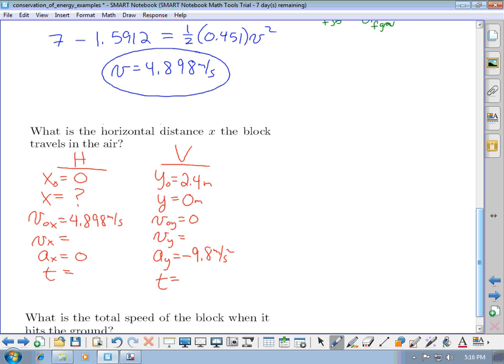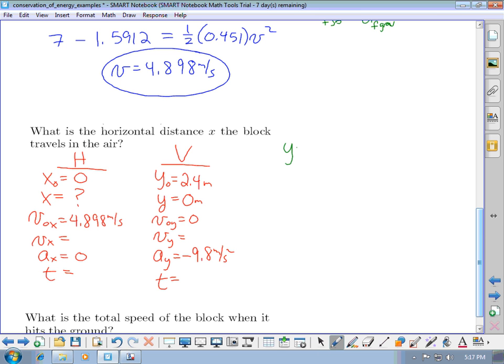So again, we did these problems a lot at the beginning of the year. This was the method we used to find the initial velocity of our spring-loaded projectile launcher. We used the vertical motion to calculate the time, and then we used that time with the horizontal motion to find the horizontal distance.